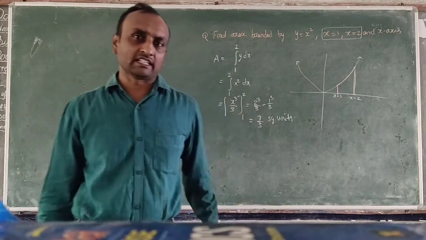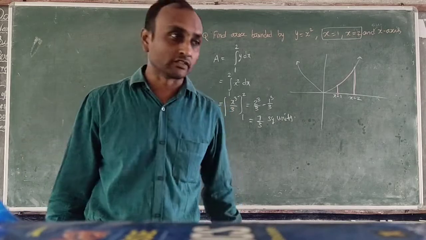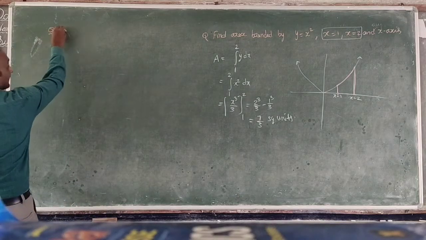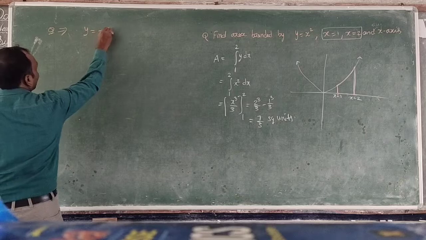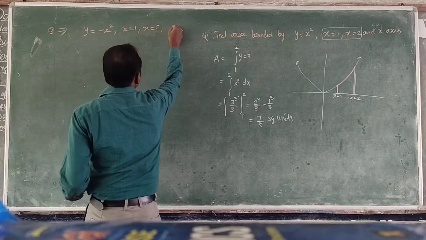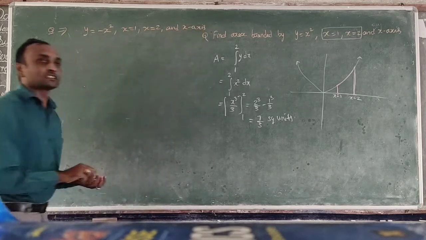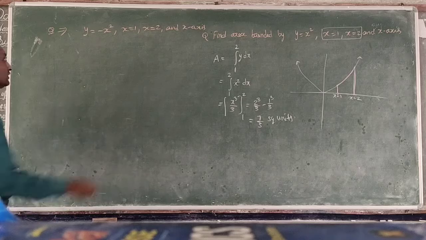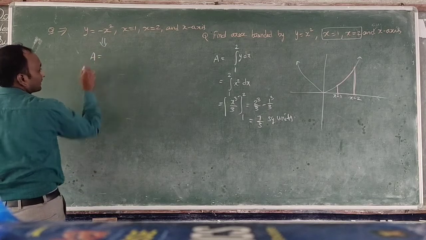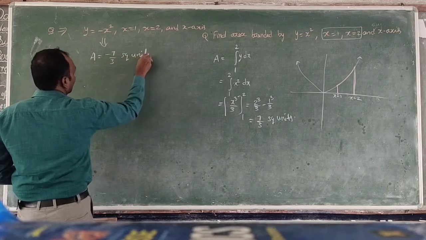You may get a doubt: sir, if we get a negative answer, what to do? When will you get a negative answer? For example, instead of a question like this, if they give y is equal to minus x square, x is equal to 1, x is equal to 2 and the x-axis, this time if you evaluate it, you get the area as minus 7 by 3 square units. But it is not accepted.